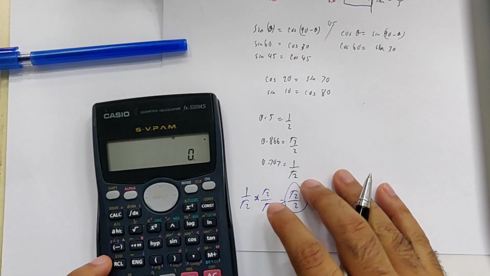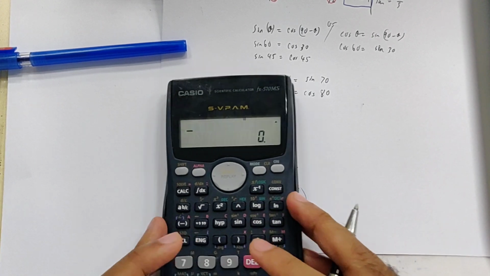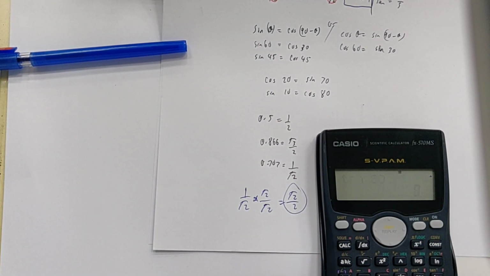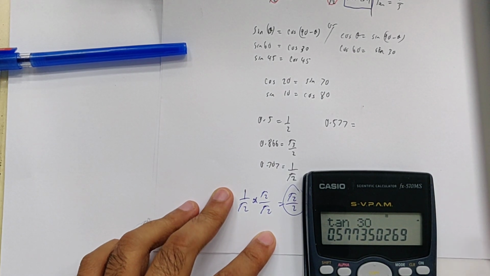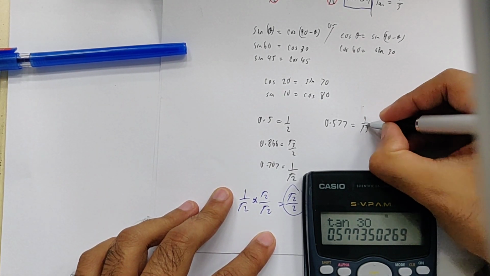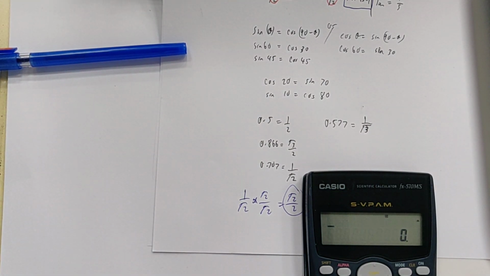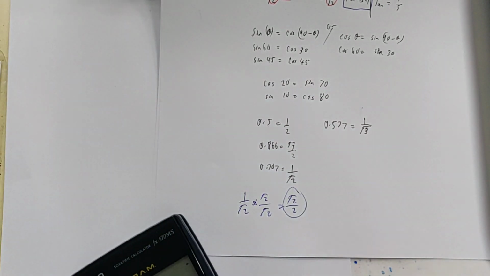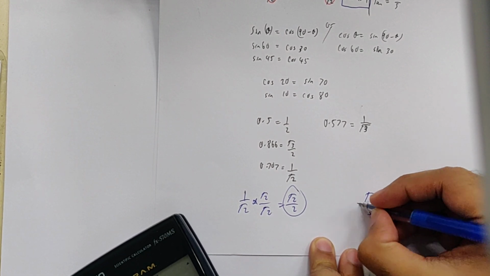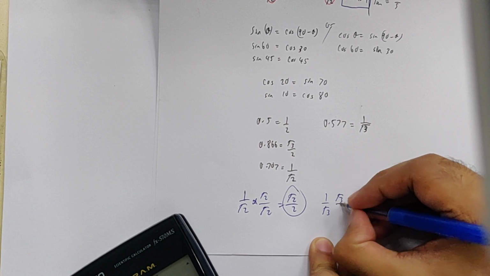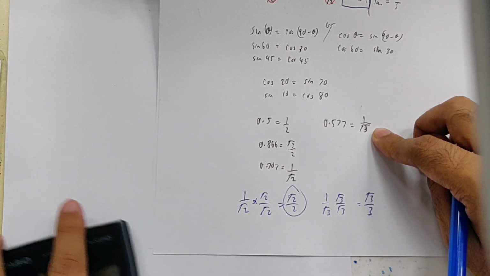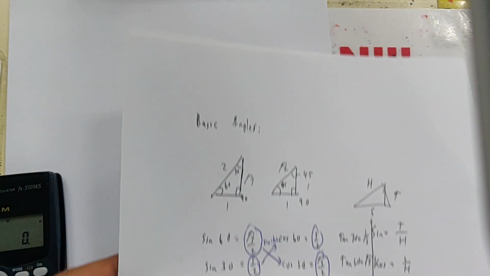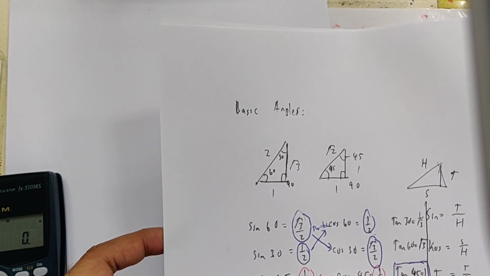And then, what about tangent 30? Oopsie, no wonder. Tangent 30. So 0.577 is what? One over root 3. Okay, if silver calculator, what do you get? Yes, for silver calculator, you get yourself root 3 over 3. How do you get root 3 over 3? 1 over root 3 times root 3 over root 3. Okay, silver calculator, take note, if you got this one, go back to the original form. Why did I say 1 over root 3 is the original form? Because it's not in the triangle. You okay?